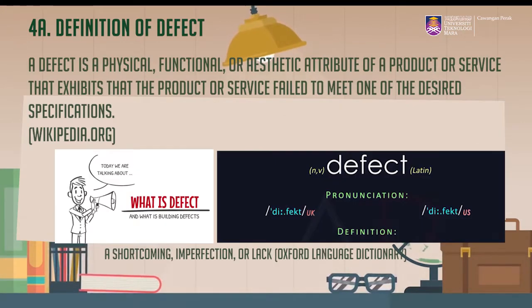4A, definitions of defects. According to the Oxford Language Dictionary, a defect is a shortcoming, imperfection, or lack. However, according to wikipedia.org, a defect is a physical, functional, or aesthetic attribute of a product or service that exhibits that the product or service fails to meet one of the desired specifications.